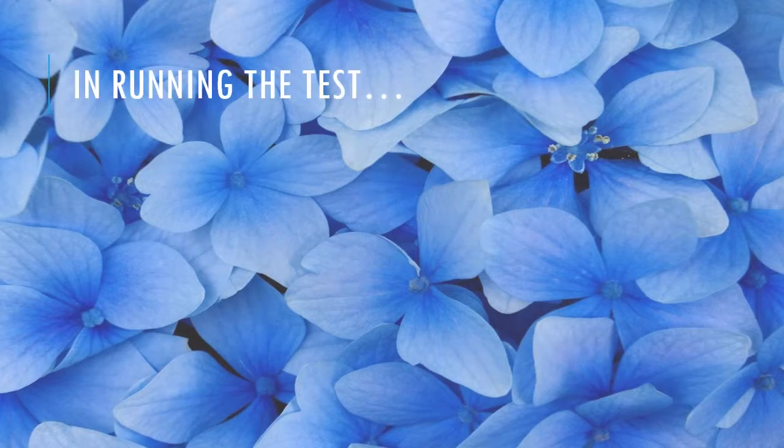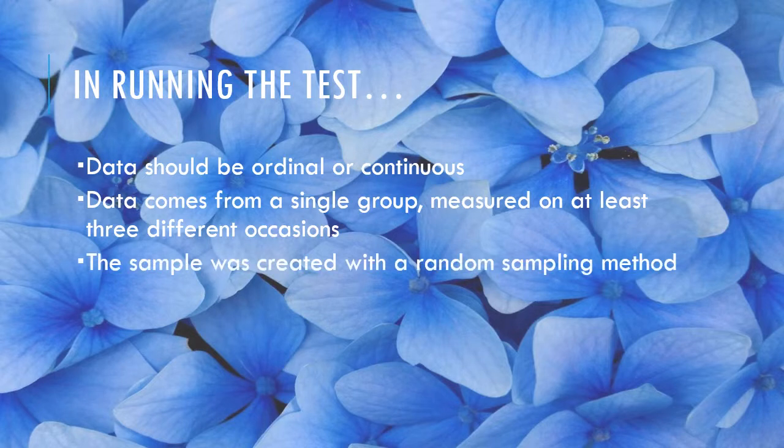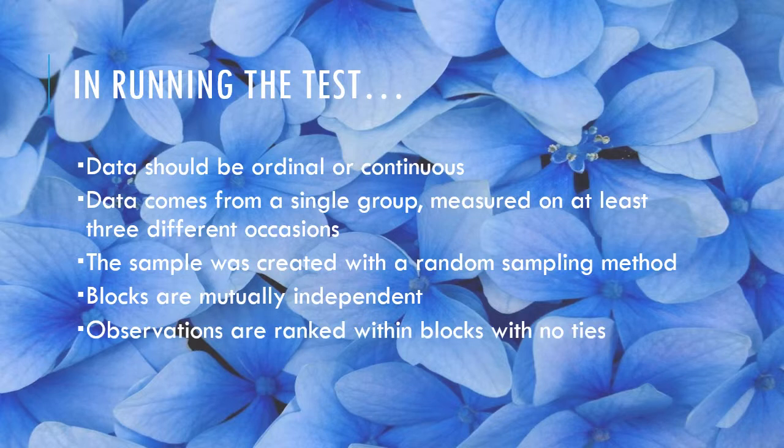In running the Friedman test, we need to take note of the following. First, data should be ordinal or continuous. Second, data comes from a single group measured on at least 3 different occasions. Third, the sample was created with a random sampling method. Fourth, blocks are mutually independent. And lastly, observations are ranked within blocks with no ties if possible.